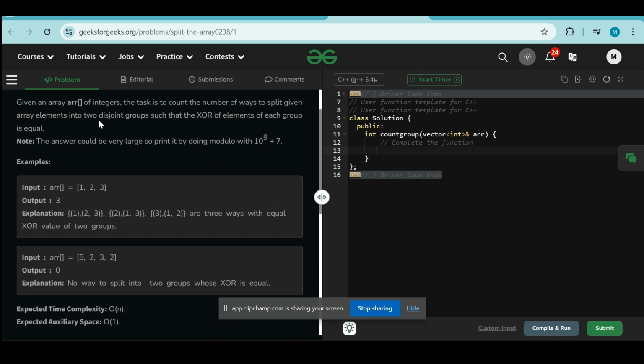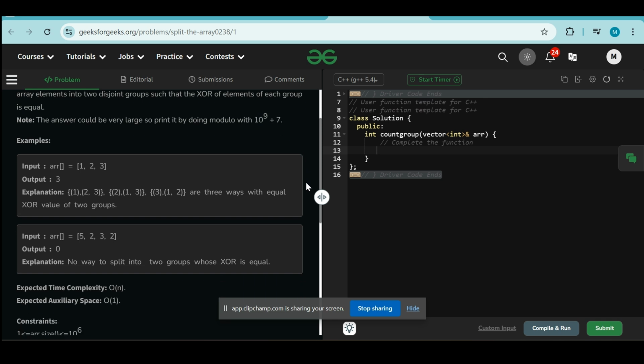Okay, so we are given an array of integers, and our task is to count the number of ways to split the array into two disjoint groups. That means no two elements should be in both groups. Both groups should have different elements, and the XOR of both groups should be equal. The answer is very large, so we have to return it modulo 10 to the power 9 plus 7.